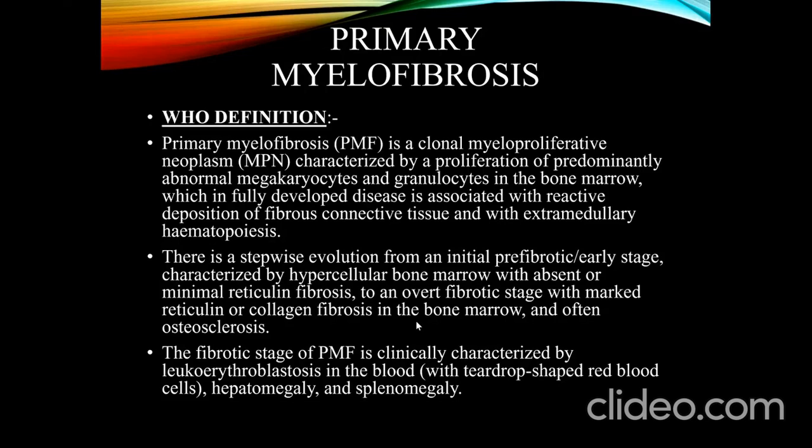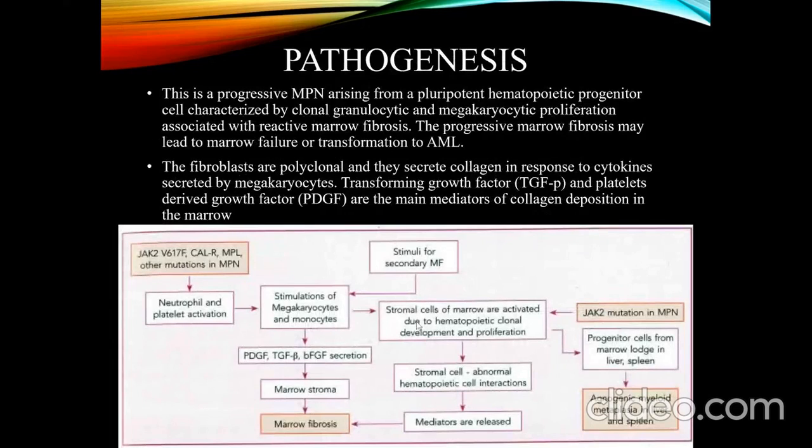There is a stepwise evolution from an initial prefibrotic or early stage characterized by hypercellular bone marrow with absent or minimal reticulin fibrosis to an overt fibrotic stage with marked reticulin or collagen fibrosis in the bone marrow and often osteosclerosis. The fibrotic stage of PMF is clinically characterized by leukoerythroblastosis in the blood with teardrop-shaped red blood cells, hepatomegaly, and splenomegaly.